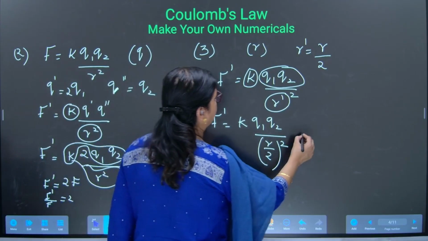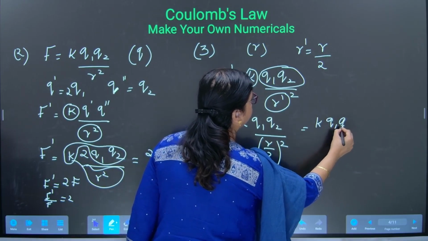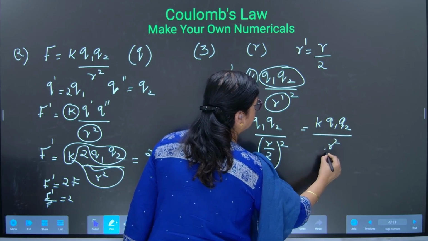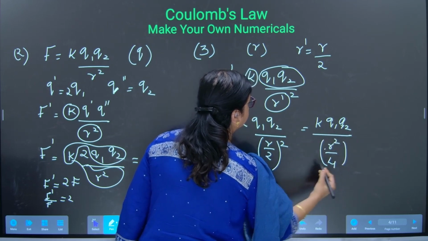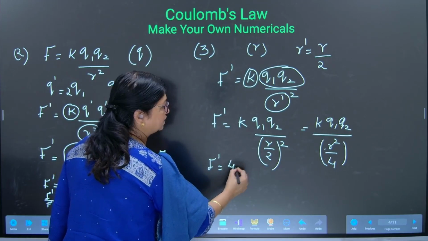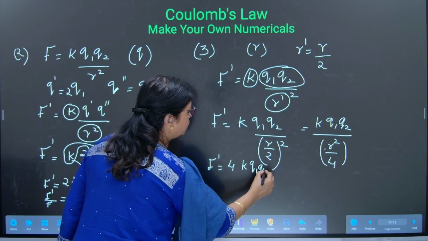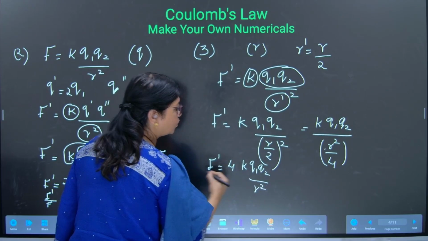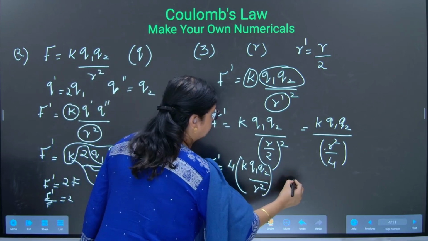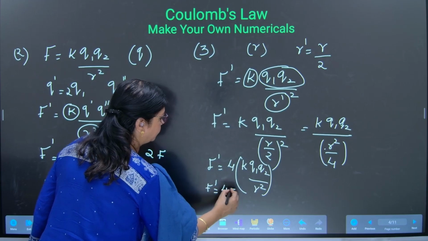So now what is my answer here? K Q1 Q2 upon r square by 4. So F dash is equal to 4, as making the reciprocal, K Q1 Q2 divided by r square, where this again is F written here. So what is my answer? F dash is equal to 4F.